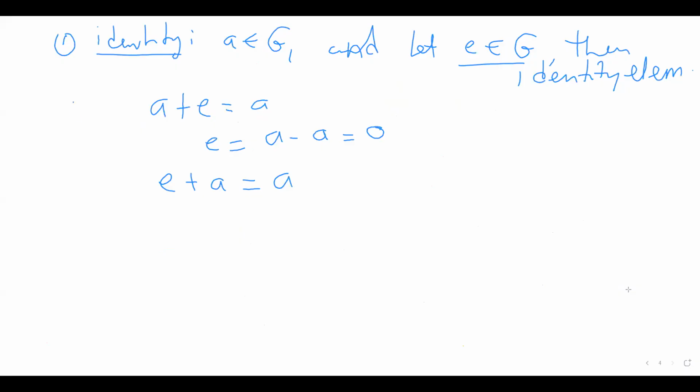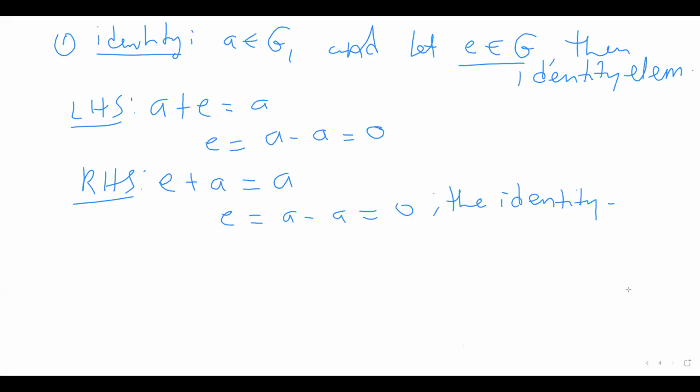Let's pick the left hand side, which is A plus E equal to A, and then we find E. Then we do the right hand side. So the right hand side is E as this. If we resolve it, we have A minus A, which is also 0. Okay, so then it means that we have found the identity element. So we say that the identity element is 0.